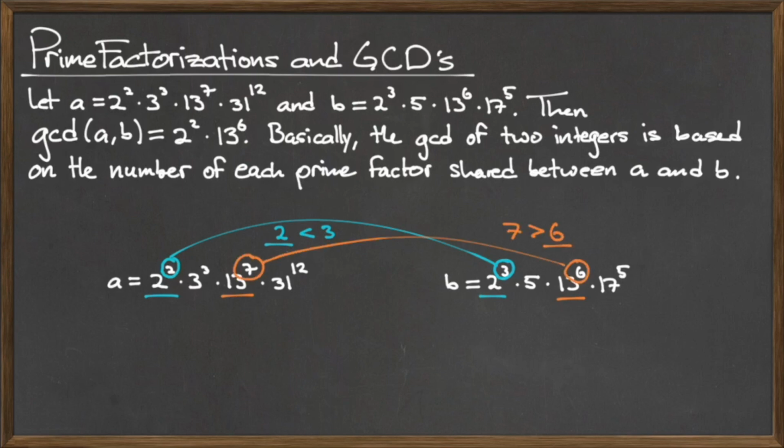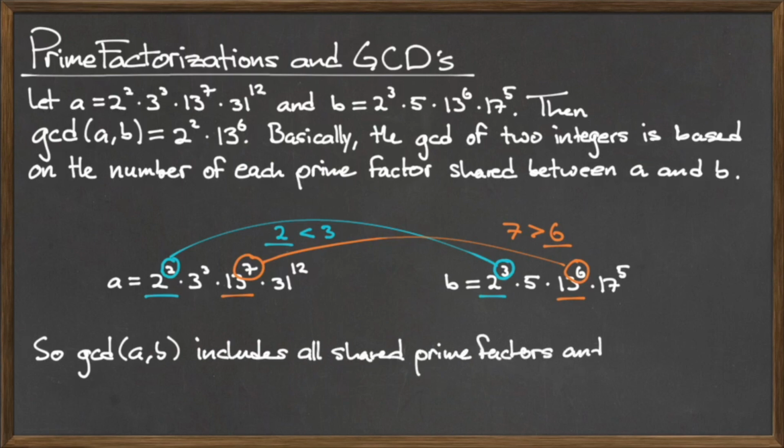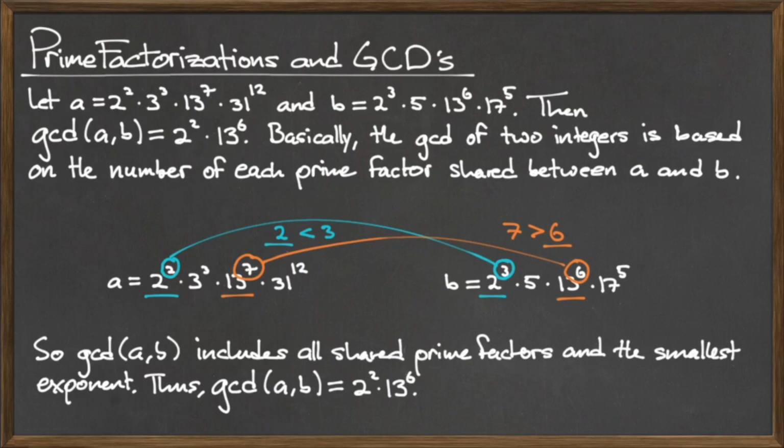The other shared factor is 13, and the smallest exponent between the two integers that appears is 6, so the GCD will contain a 13 to the 6th term. Since 2 and 13 are the only shared factors between a and b, we simply take the two terms along with their exponents and take their product to compute the GCD. So the GCD of a and b is 2 squared times 13 to the 6th.